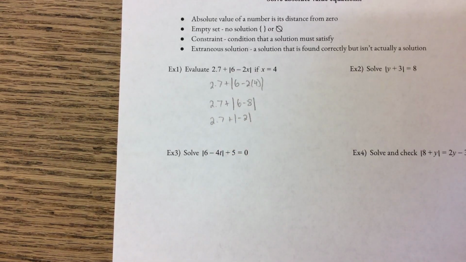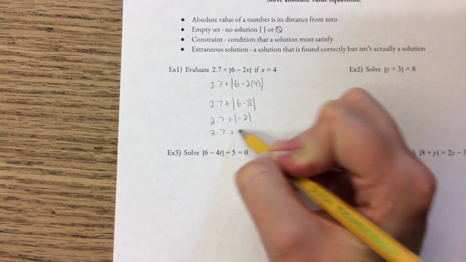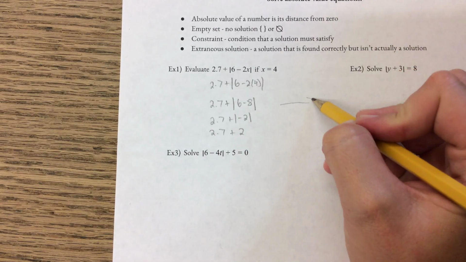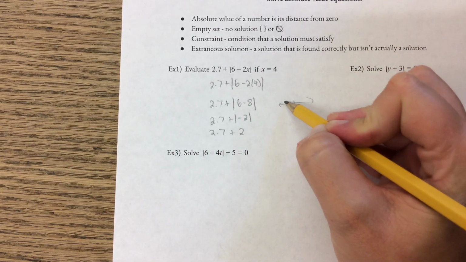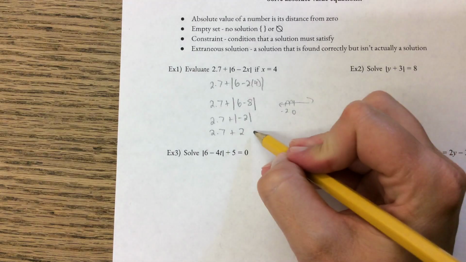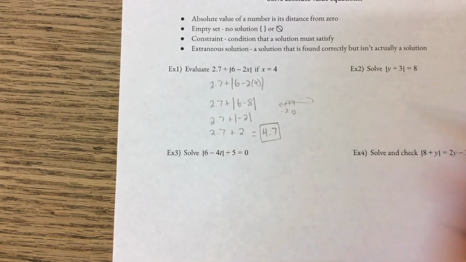Now that we get down to this point and it's all simplified, the absolute value of a negative number is a positive number because it's a distance. I need you to switch your mind into thinking of it as a distance from 0. So this would become 2.7 plus positive 2, because if you look on the number line, negative 2 is 2 units away from 0. Then if I go back here and add those, that gives me 4.7.